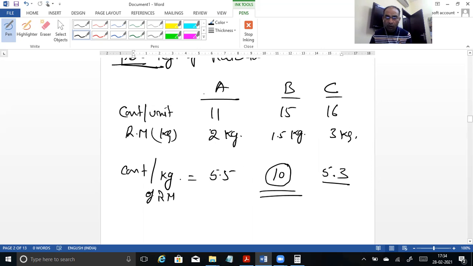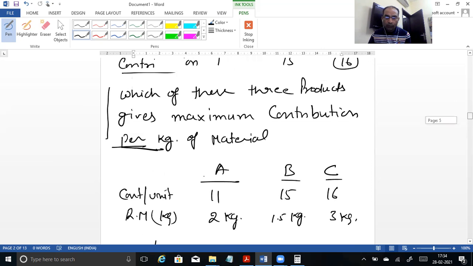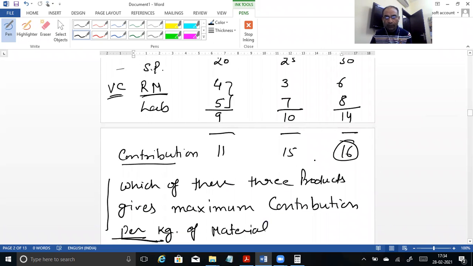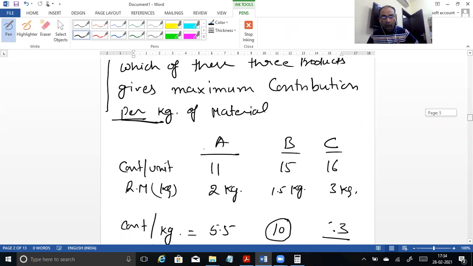So in key factor questions, please keep in mind that first calculate the contribution, then see which factor is in short supply, which factor is the key factor. You have to divide the contribution you have calculated by that factor. For example, if it is labor, then you have to divide by how many labor hours are used in each product. So this is the concept of key factor.